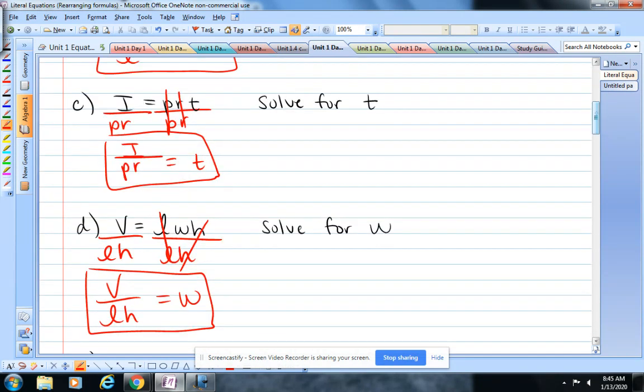All right. Are we okay with that one? We okay with the volume problem? So if it's the same operation, you can do it at the same time. Because if not, it's going to cause you more work and look confusing and all that stuff. All right. Let's do another one.